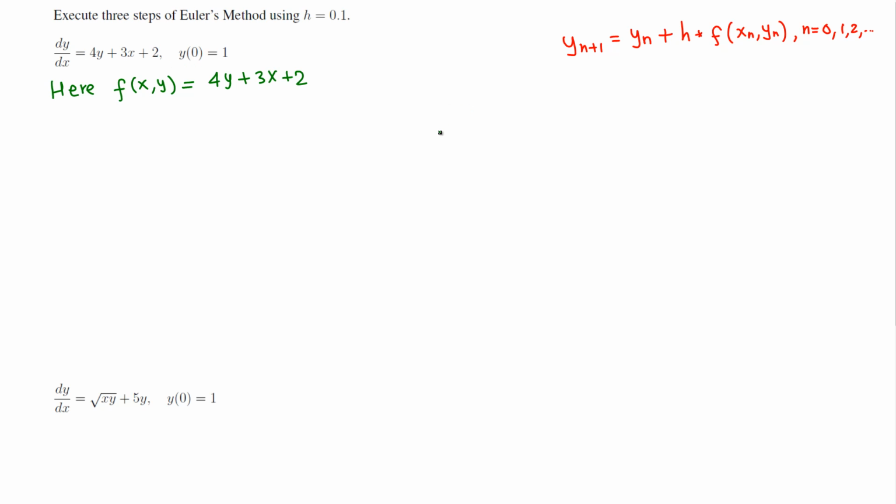We are trying to do the following. These x values and corresponding y values are the solutions. When x equals 0, y is 1. Now we are trying to approximate the solution at 0.1. If we go 0.1 to the right, we get here. So we want to find the solution at 0.1, and another solution at 0.2 and 0.3. In this way, we are asked to do 3 steps.